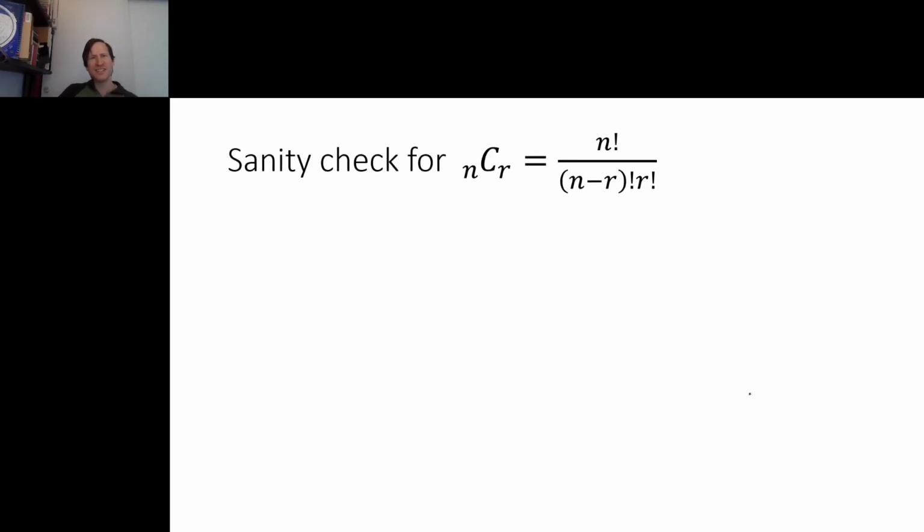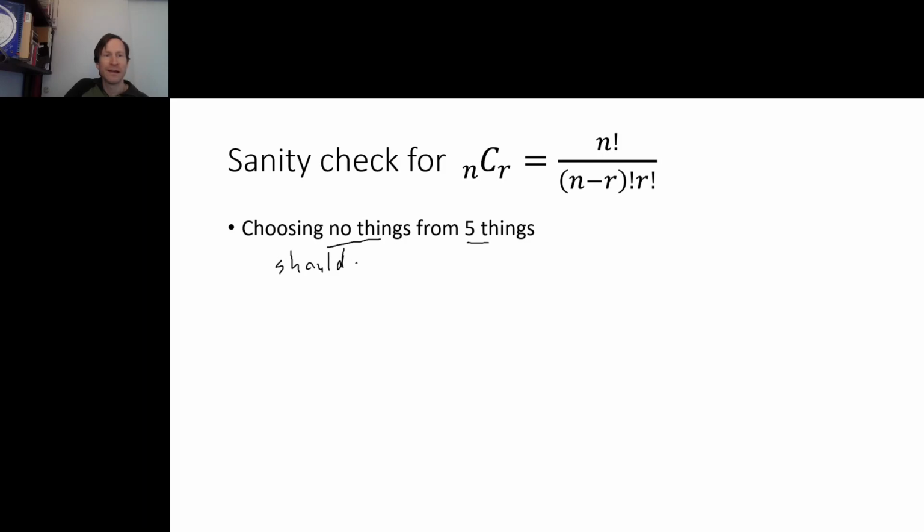So just to see that this formula really is working, let's do a few quick sanity checks on this formula. Let's use this formula to figure out how many ways there are to choose no things from 5 things. The reason I'm calling this a sanity check is because we already know how many ways there are to choose no things from 5 things. How many ways of choosing nothing are there? Well, there's only one way to choose nothing, and that's to not choose anything. So what we should get for this one is 1. Now let's use the formula and see if we actually get 1.